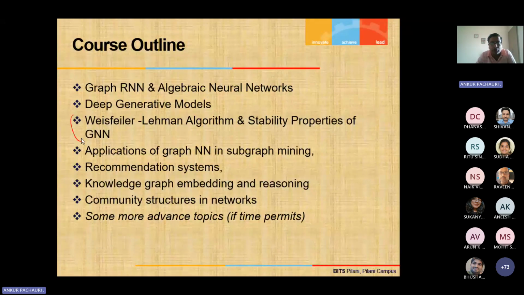And there are some more topics. If time permits, we'll be able to cover them. Okay, so this is the whole flow of the course.